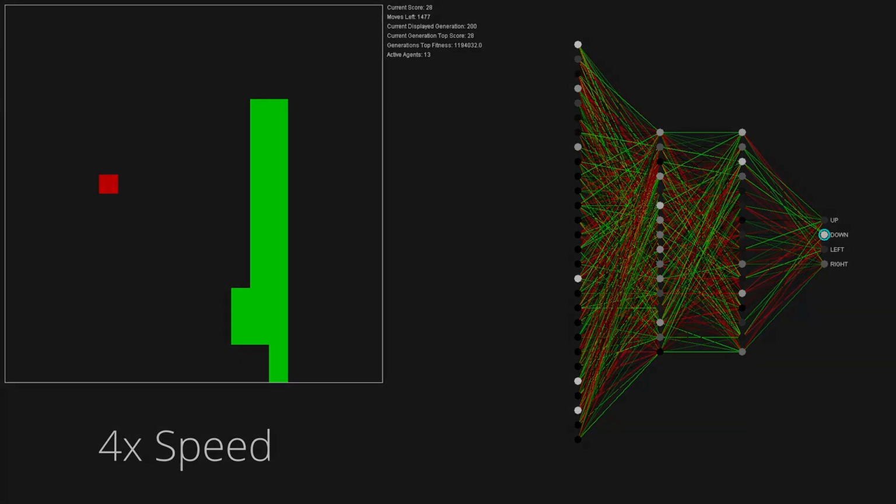So, overnight, I let the algorithm run until generation 1000. Here is the final result of 1,000 generations of evolution.